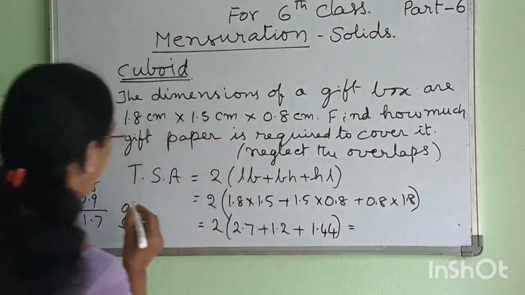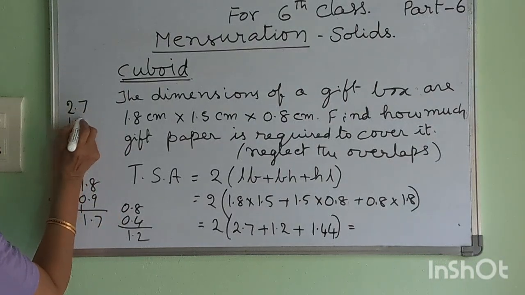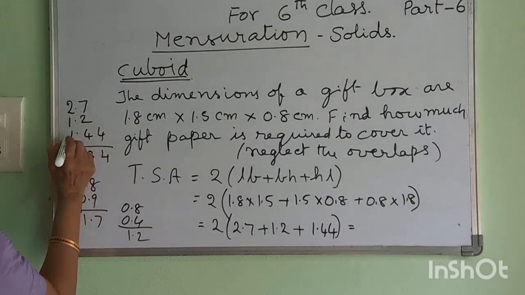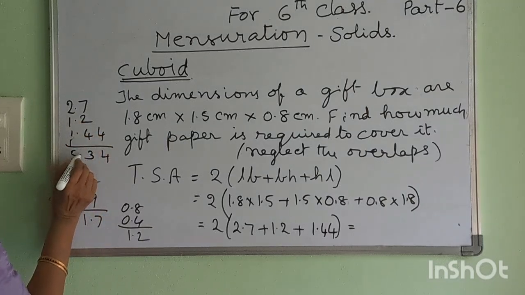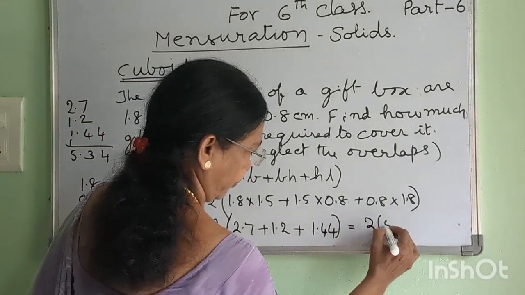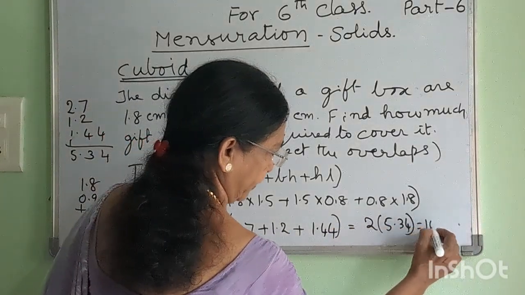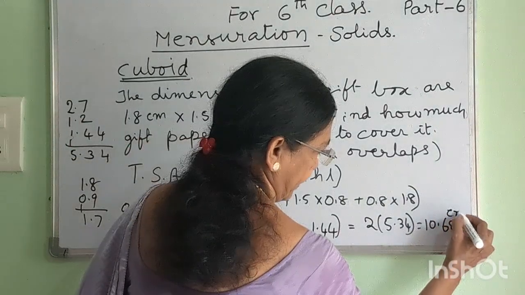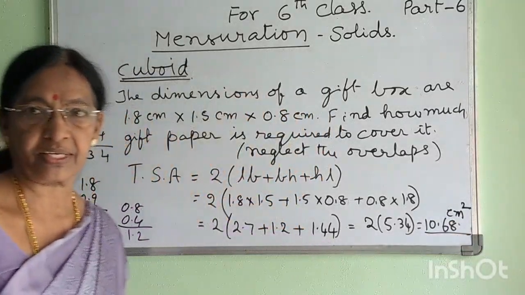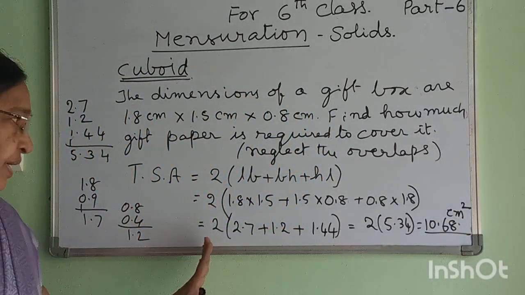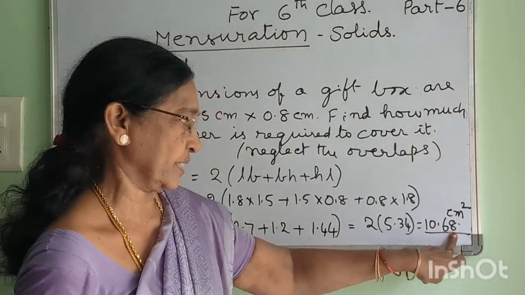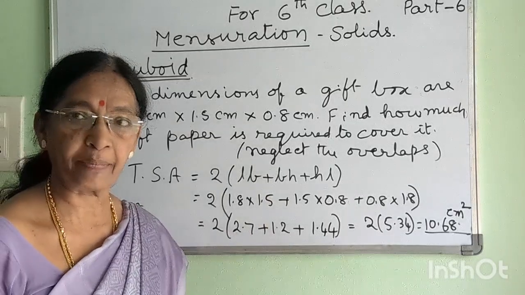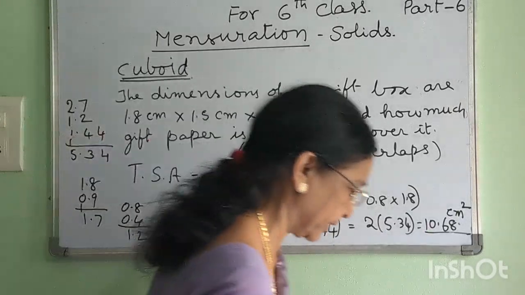This is equal to how much? 2.7, 1.2, 1.44. So 4, 9, 13, 5.34. So 2 into 5.34 is equal to 10.68. As this is the surface area, centimeter square. So the total surface area of the paper to wrap the gift box is equal to 10.68 square centimeters.